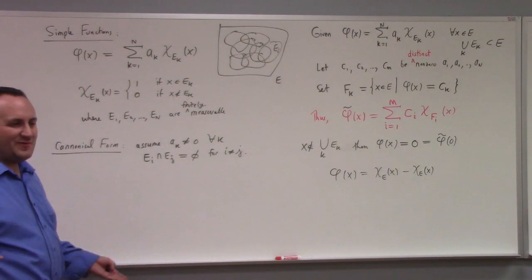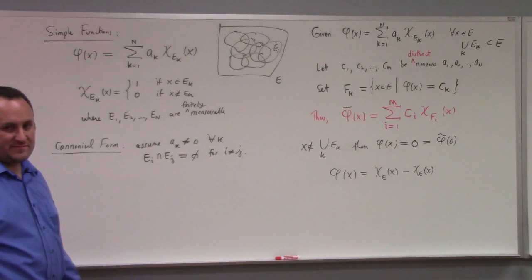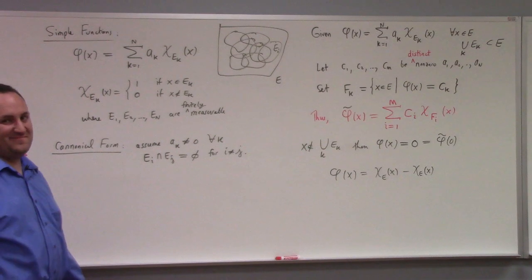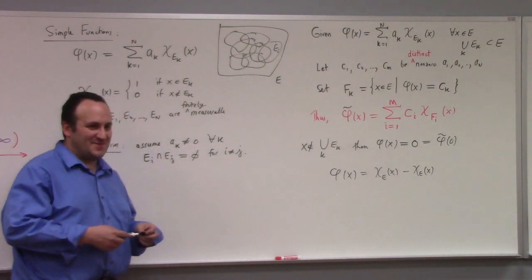What's the characteristic function of the empty set? I was thinking it's the 0 function, but I don't know.